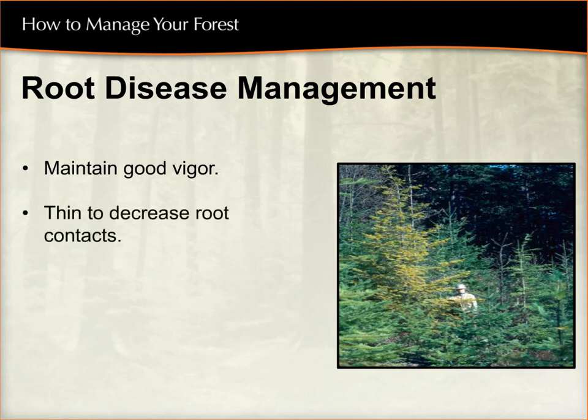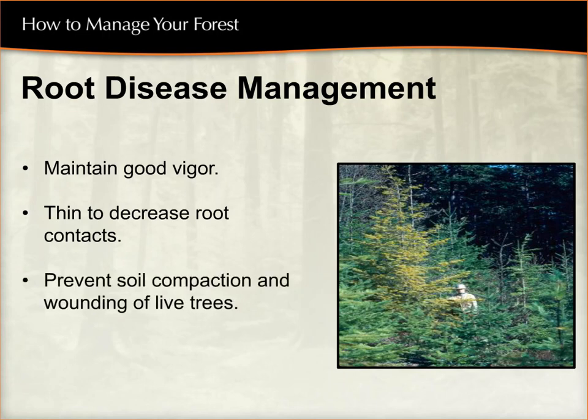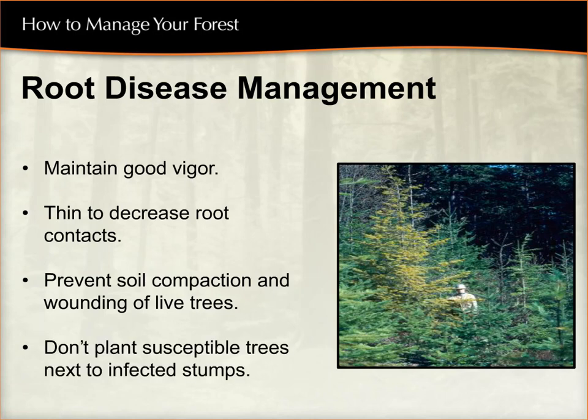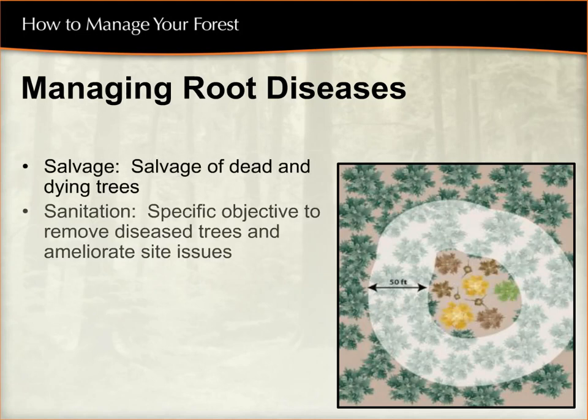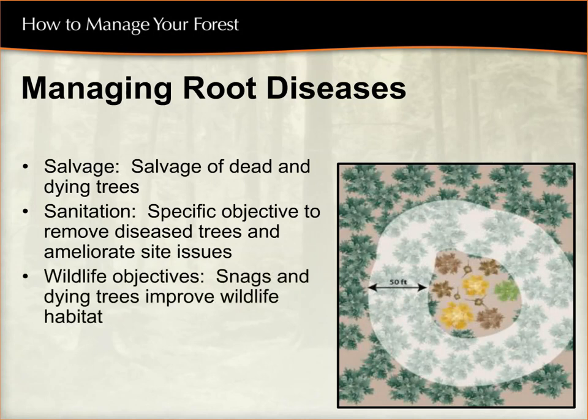You can also thin the stand to decrease the potential for roots coming in contact with the disease. When harvesting, plan the logging well in order to prevent soil compaction and wounding of live trees, which can make them susceptible to infection. And when regenerating a site with planted seedlings, be careful not to plant susceptible species next to infected stumps. Other options for managing root disease include salvage harvesting, which is removing dead and dying trees to salvage their economic value, or sanitation cuts, which have the specific objective of removing diseased trees and ameliorating site issues.